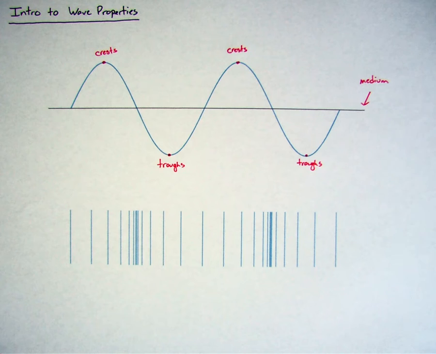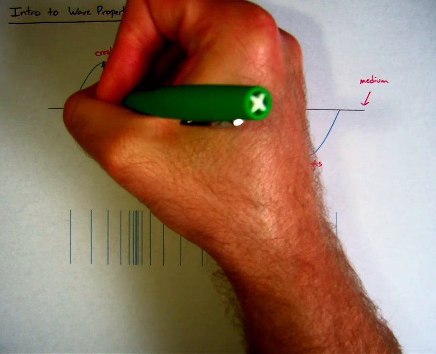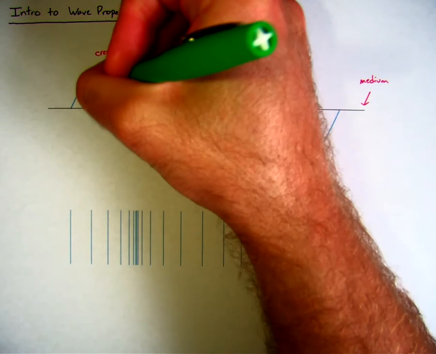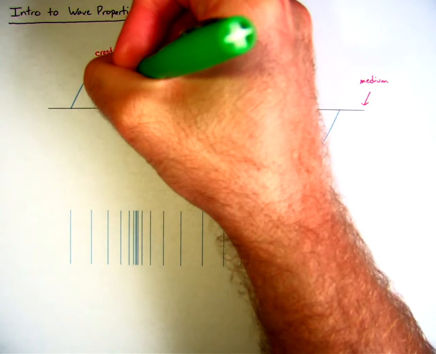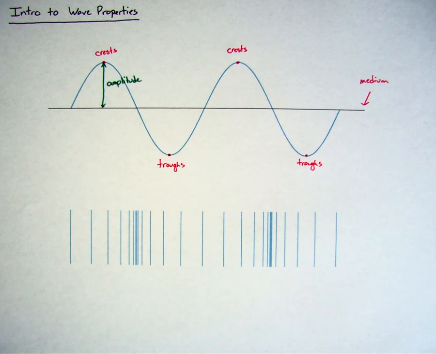The next thing that we want to take a look at is the height of the wave. And the height of the wave is just the amplitude. So the amplitude of the wave. Now, typically the amplitude is going to be measured in meters, but it could be measured in other things as well. It really depends on what we're looking at with the wave.